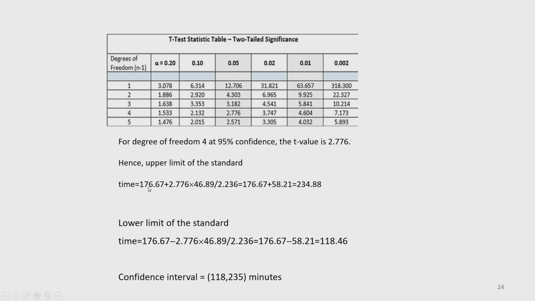So the upper limit of the time will be the mean value 176.67 plus the T value multiplied by the standard deviation divided by under root 5. Under root n means 5 people. Under root 5 is 2.2367. So this comes to 34. And the lower limit will be 176.67 minus 2.776 into 46.89, where 46.89 is the standard deviation, divided by under root 5. This becomes 176.67 minus 58.21. So therefore the confidence interval is 118 to 235.